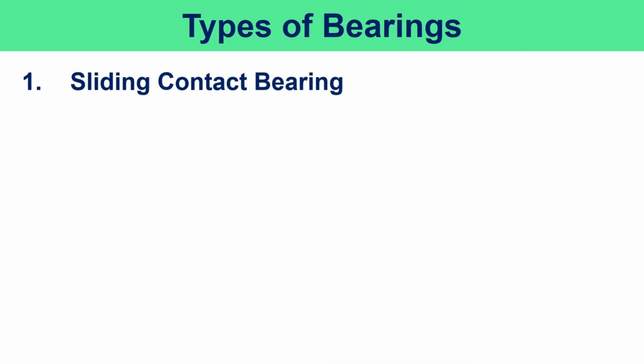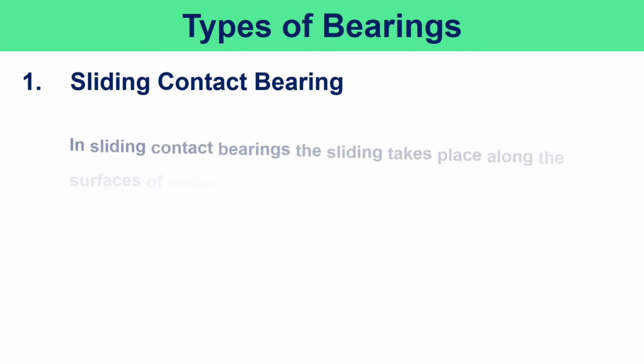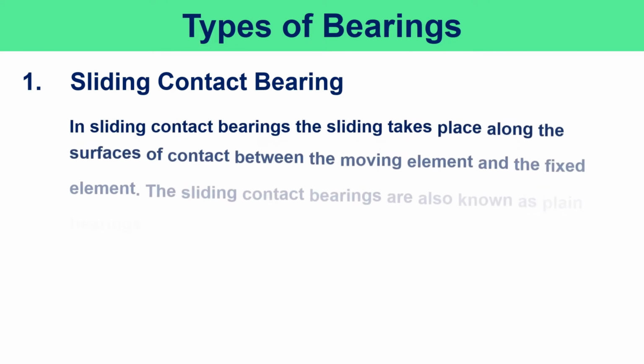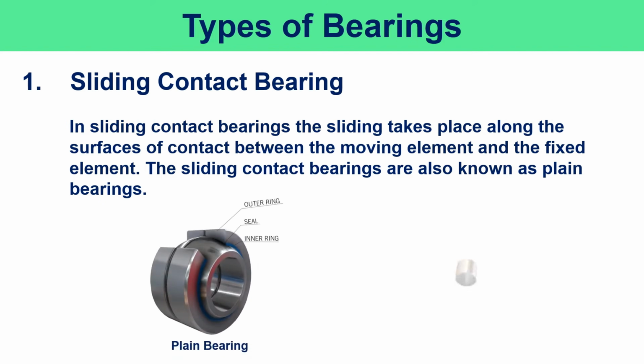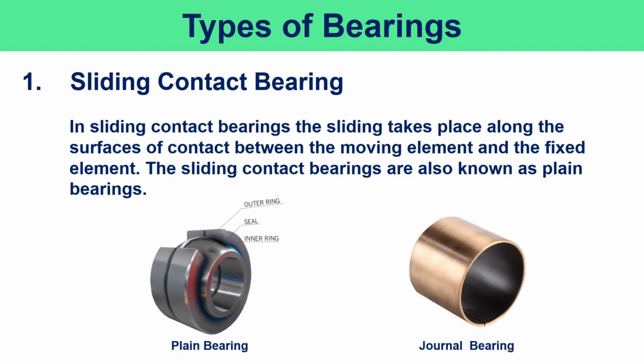Sliding contact bearing. In sliding contact bearings, the sliding takes place along the surfaces of contact between the moving element and the fixed element. The sliding contact bearings are also known as journal bearings. Plain bearings and journal bearings are examples of sliding contact bearings.